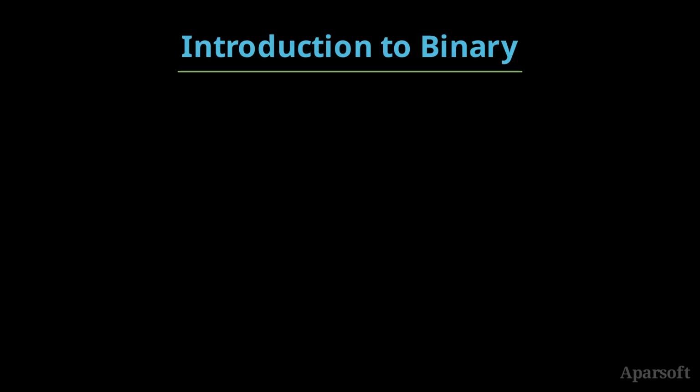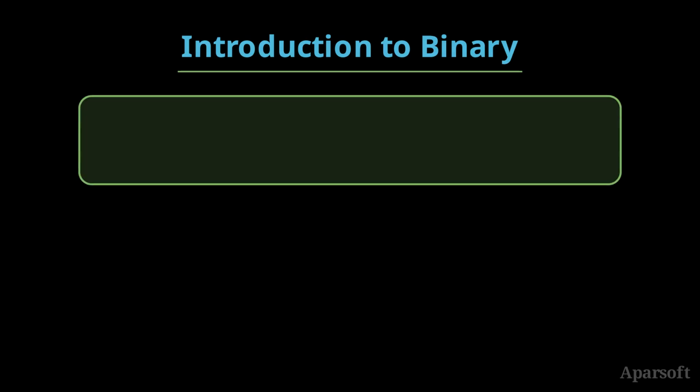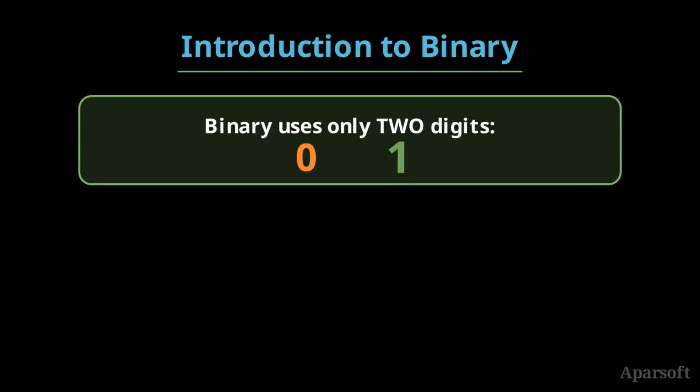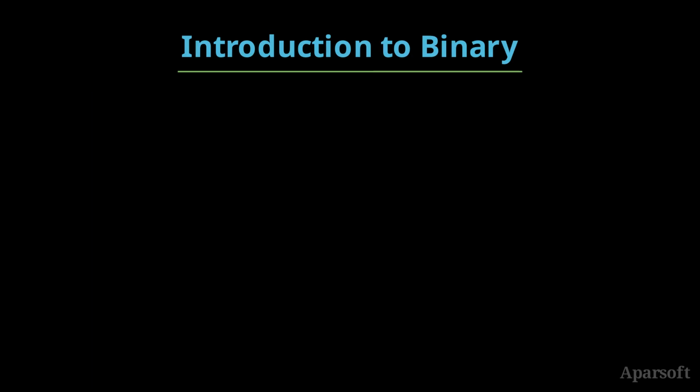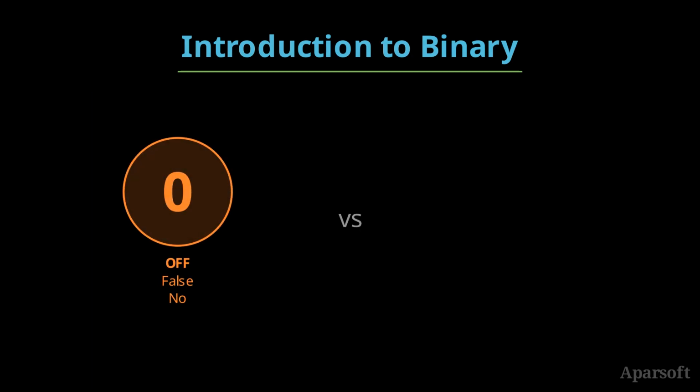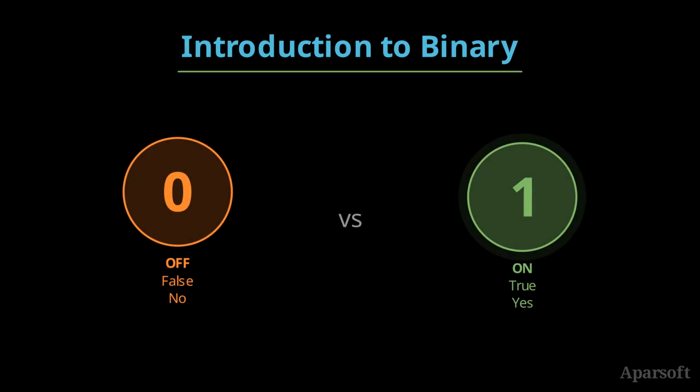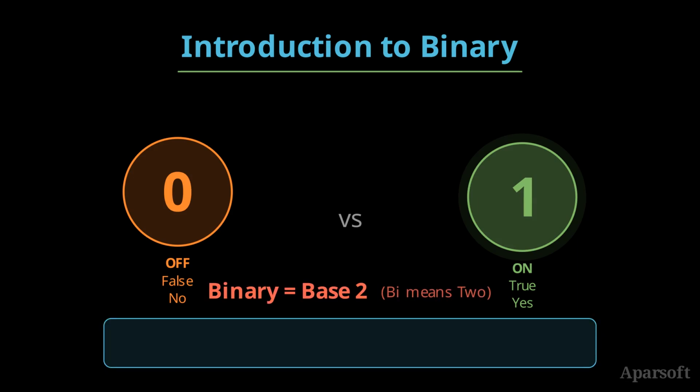Now here's the exciting part. Binary is the simplest number system possible. It uses only 2 digits, 0 and 1. That's it. Just 2 symbols to represent any number. 0 represents off, false, or no. 1 represents on, true, or yes. Think of a light switch, it's either on or off, nothing in between. The word binary comes from bi, meaning 2. And here's a fun fact. Each 0 or 1 is called a bit, short for binary digit. Bits are the building blocks of all digital information.